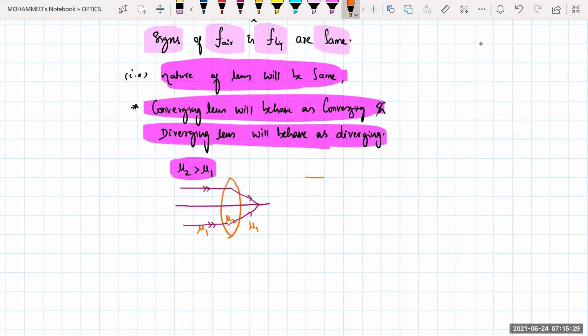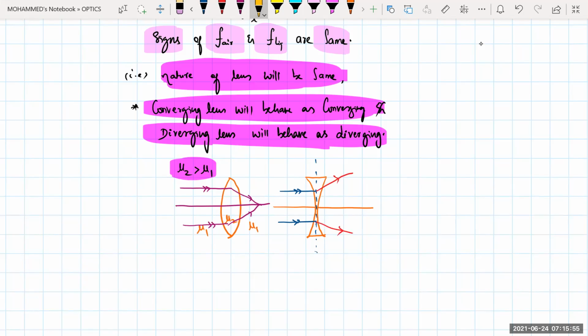The same way, if I am taking a concave lens like this, and this one is your principal axis. When a ray of light is incident on this like this, and this one is your aperture, what is happening here? It will get diverged like this.